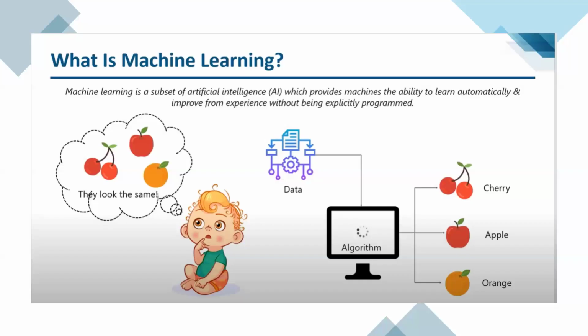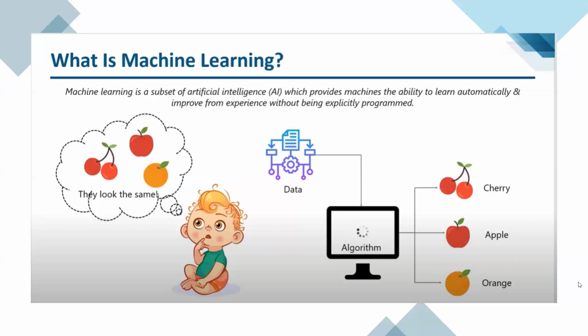That is what machine learning actually does: we inject the data into the algorithm. From that data, it automatically understands the data and gives us the output based on the new data that we feed to it. That is what machine learning basically means.